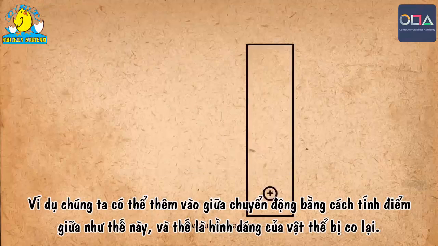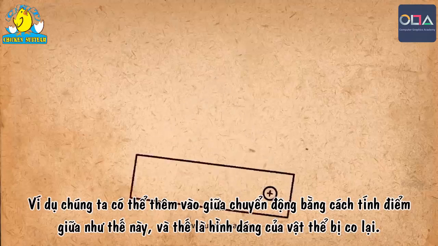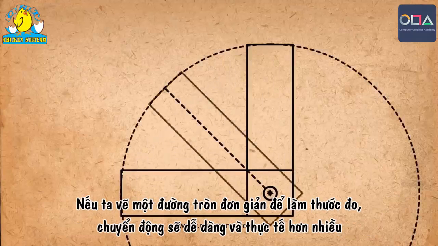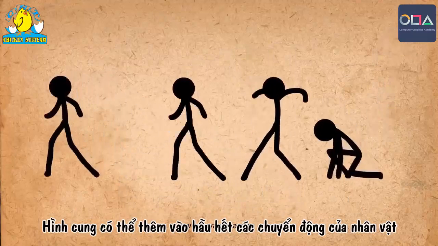Forgetting about arcs can lead to some obvious mistakes. For example, we may in-between this movement by calculating the midpoint like this and cause the shape of the object to shrink. If we were to draw a simple arc as reference, then this movement would be a lot easier and more realistic.